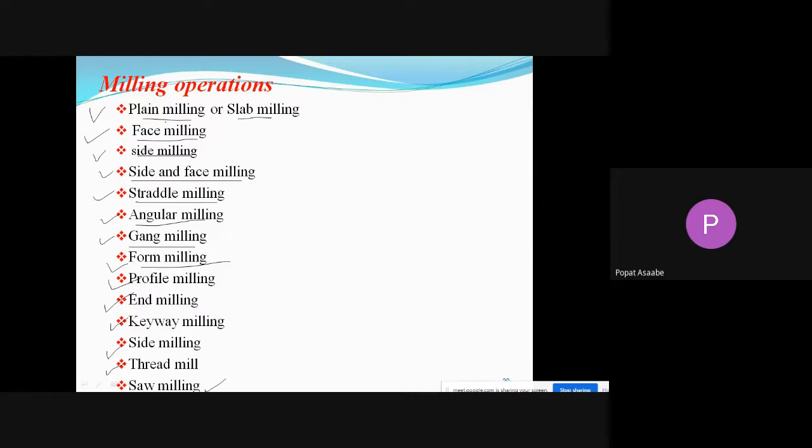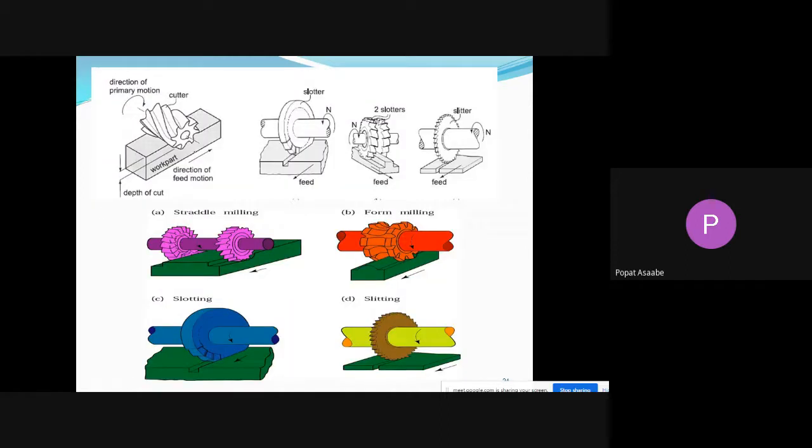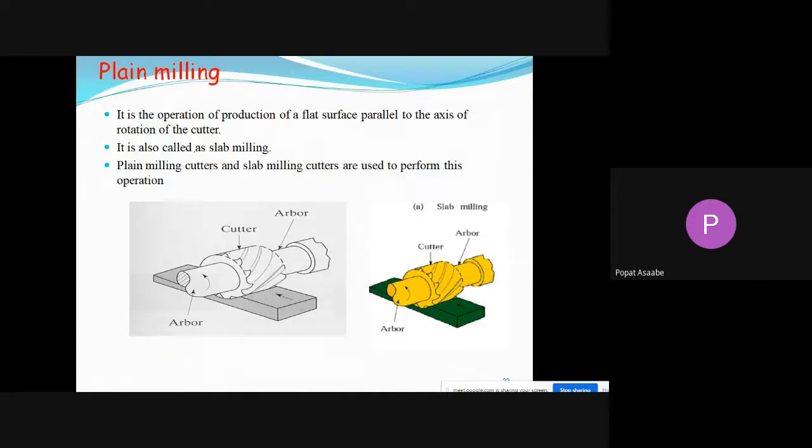And one point you have to remember: to perform all types of operations, we require a milling cutter. Different types of milling cutters are used to perform the different operations. Okay, that point you have to remember. With the help of different types of milling cutters we can easily perform all types of operations on the milling machine. Okay, now we will discuss each operation one by one.